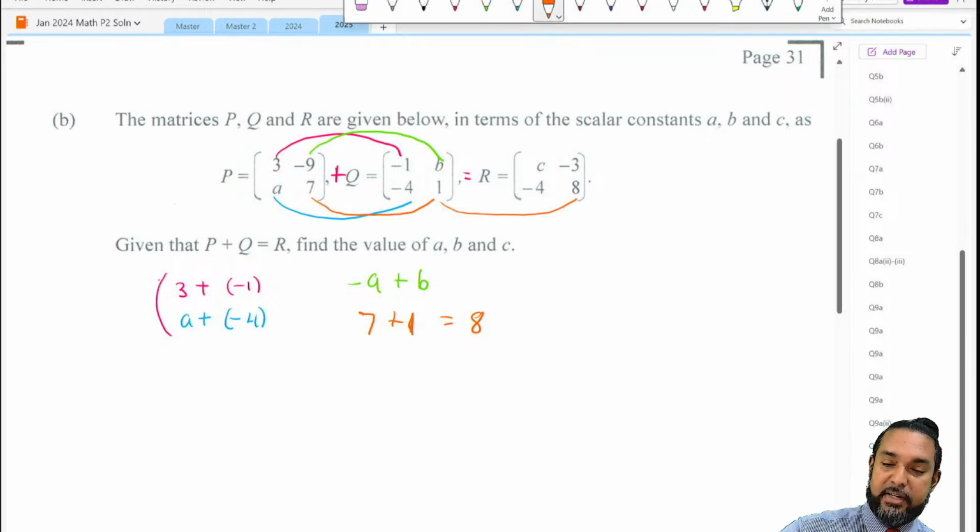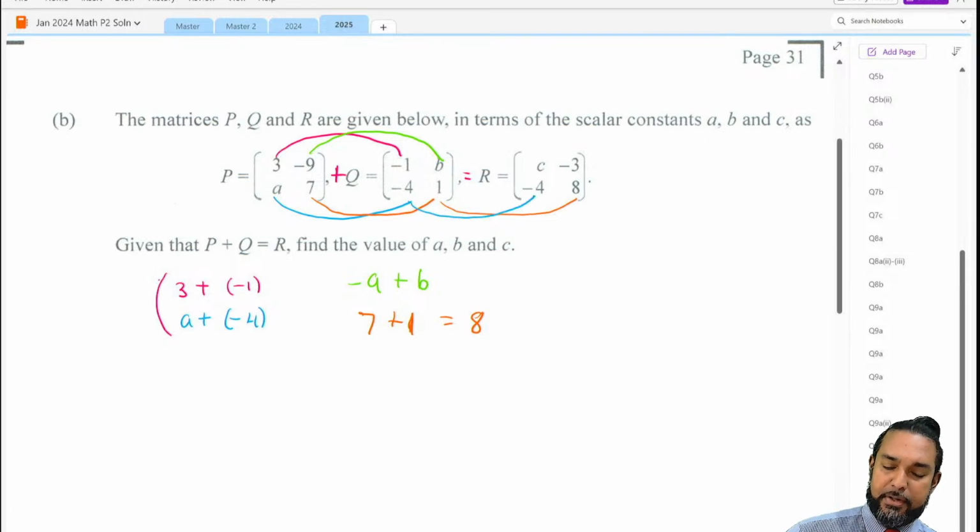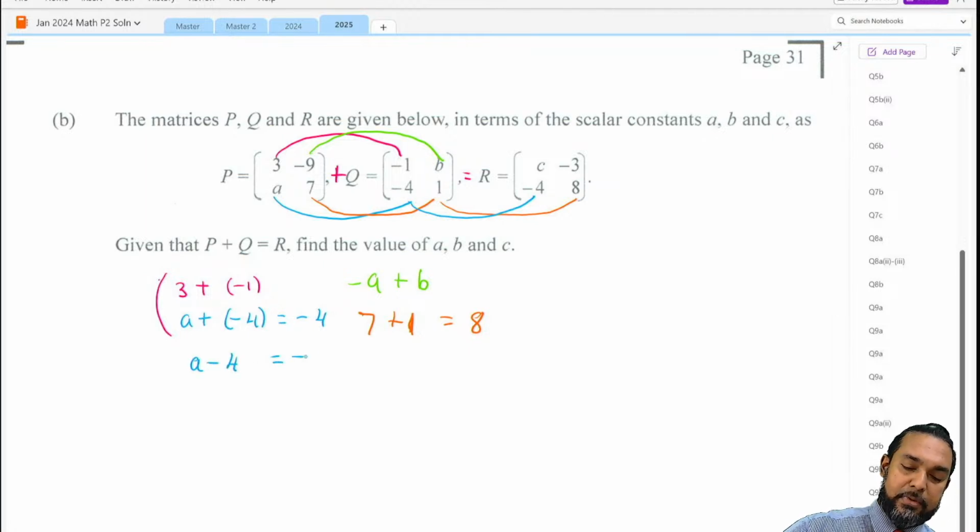Now let's look at the bottom row. So a plus minus 4 is equal to minus 4. That's an interesting statement. A minus 4 is equal to minus 4. What's the only number a could possibly be?